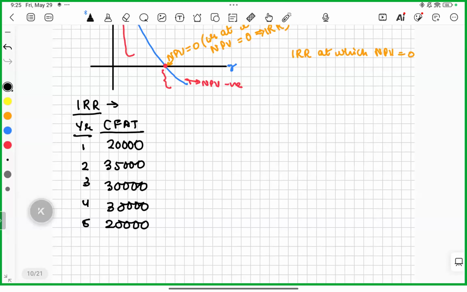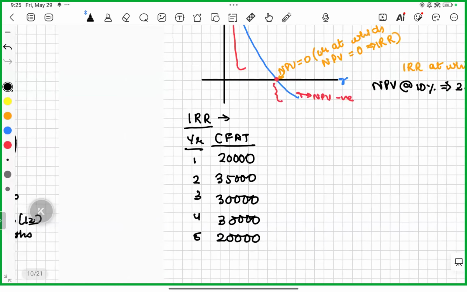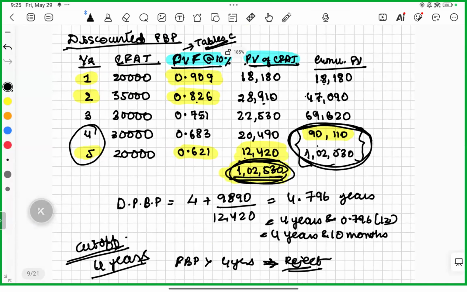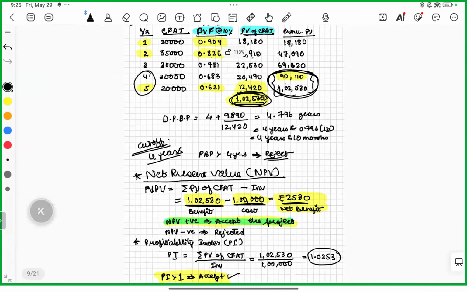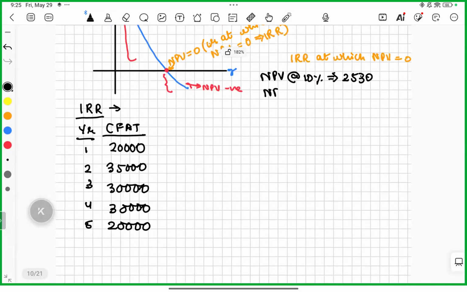Now we had already found present value at 10%. NPV, I'm just writing what we had at 10%, is equal to 2530. We have already found NPV at 10%, 2530. Positive NPV we already have. Now we need a negative NPV.